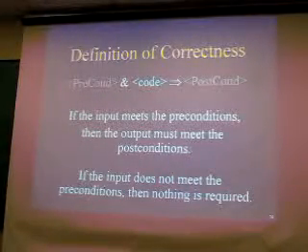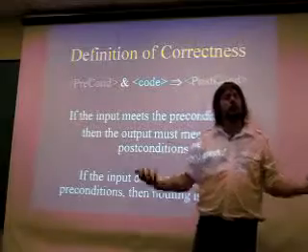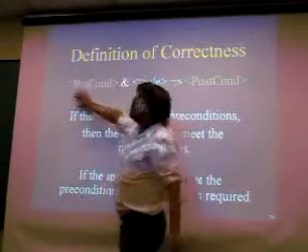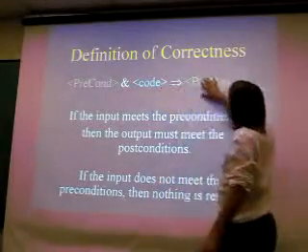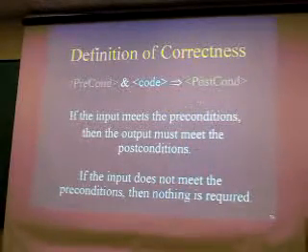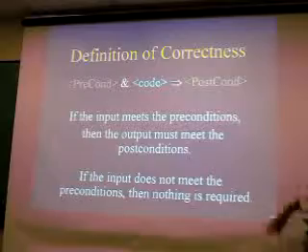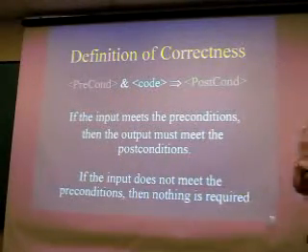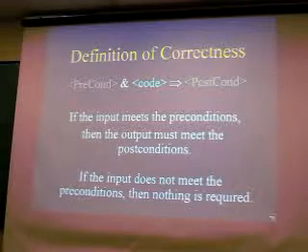And then when we're proving correctness, we want to prove that if the precondition is true and you execute the code, then the postcondition will be true. And one little note: if the precondition is not true, then we don't have to worry about it. You can be polite, but we don't care what happens.